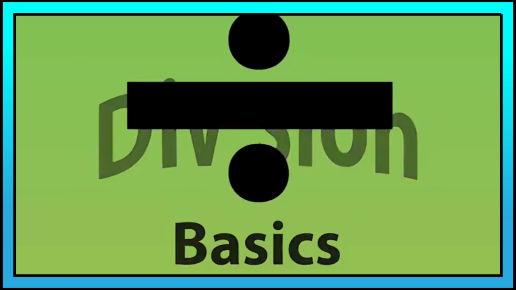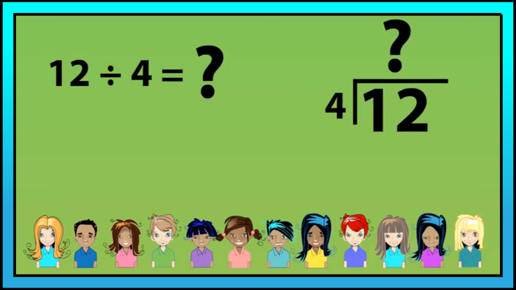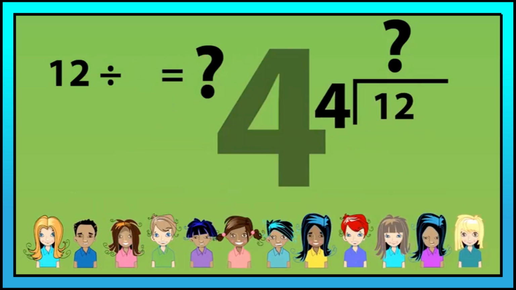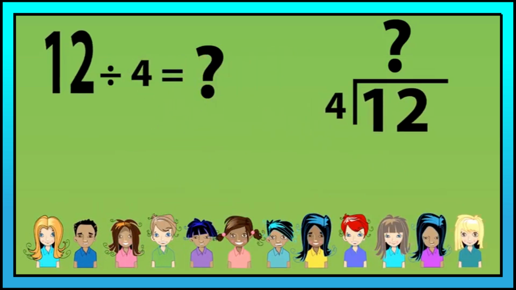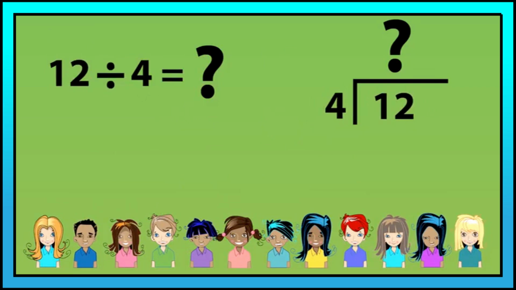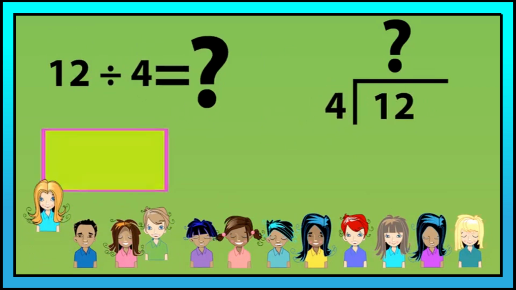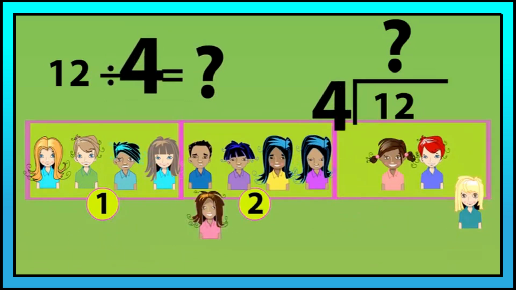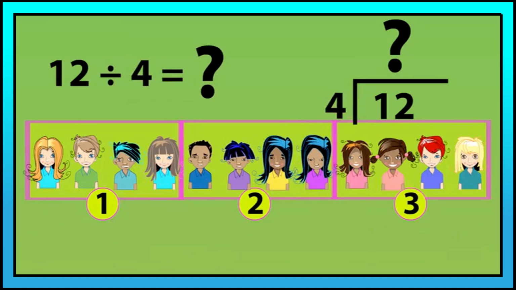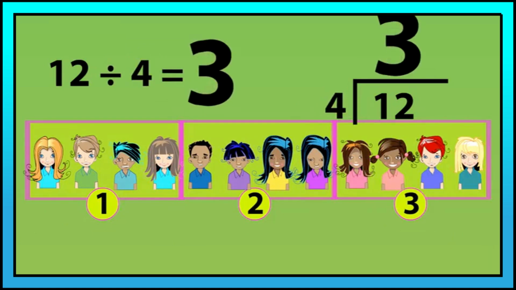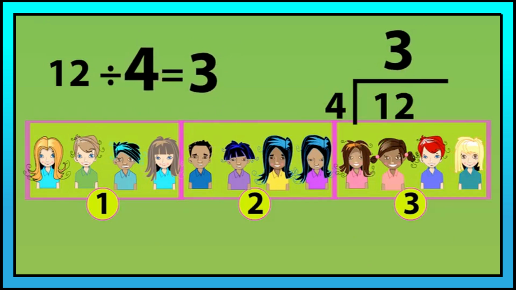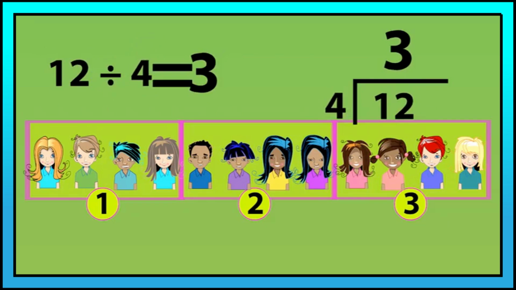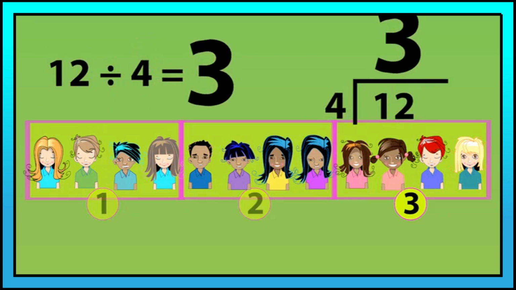Let's do another. The class has 12 students divided into teams of 4 students. 12 divided by 4. Make 1 team of 4, then another, then another. That's it. There are 3 teams of 4 students. 12 divided by 4 equals 3.